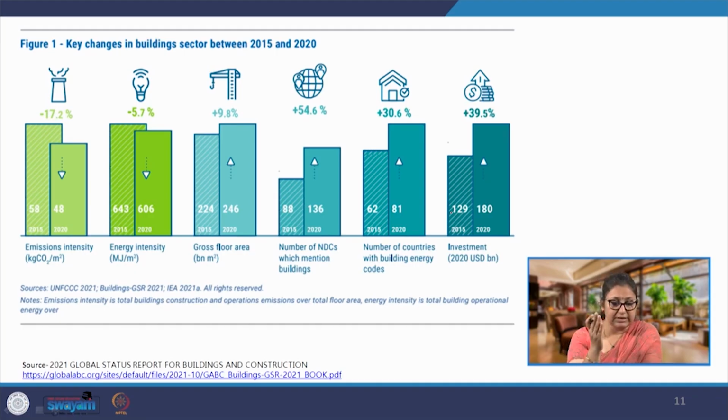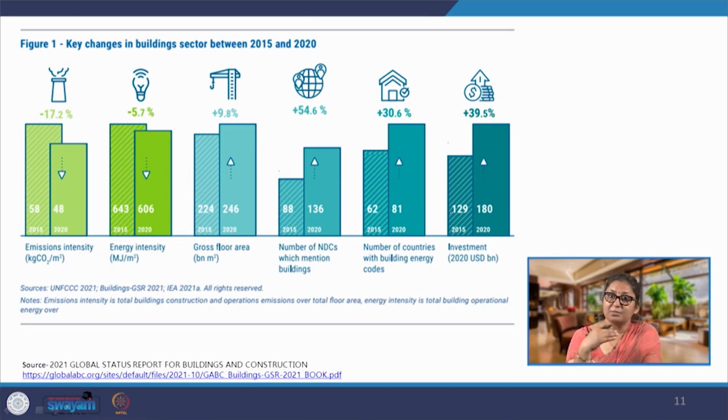Most of the data is coming from this report, which comes out annually. If we look at the key changes in the building sector between 2015 and 2020, with a clear understanding that 2020 was a pandemic year, there was a significant reduction in construction activity. With this idea in mind, let us look at the figures. Overall, from 2015 to 2020, we see that the emission intensity per square meter is coming down across the world. Now, these are average numbers. Which means that construction is becoming emission efficient.